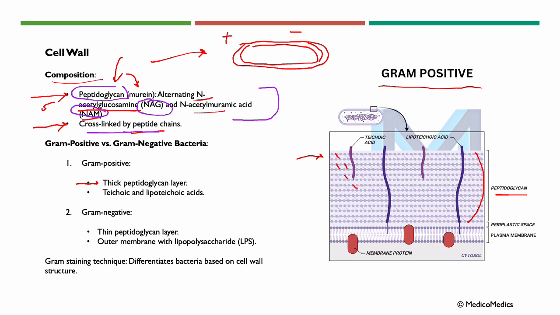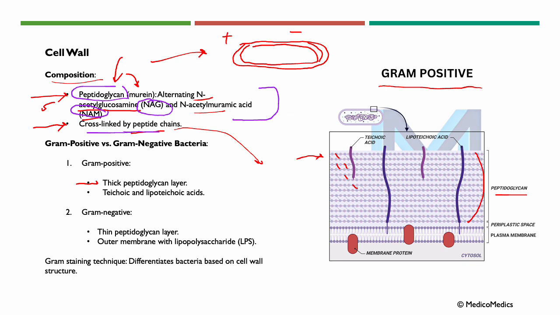Now, just to mention another thing, these peptide chains are cross-linked to each other in this peptidoglycan mesh. And this cross-linking indeed is what provides additional strength and stability to the entire structure.